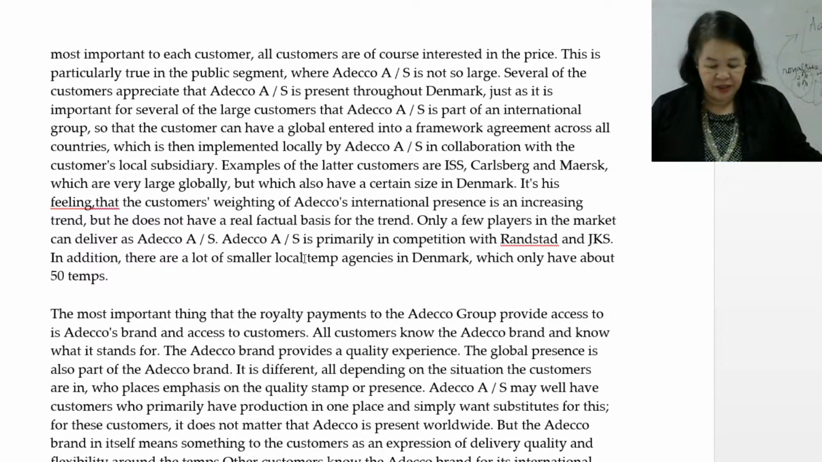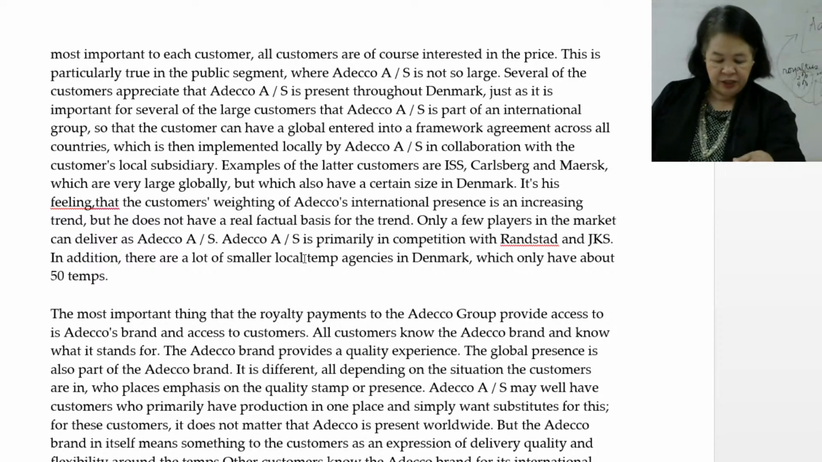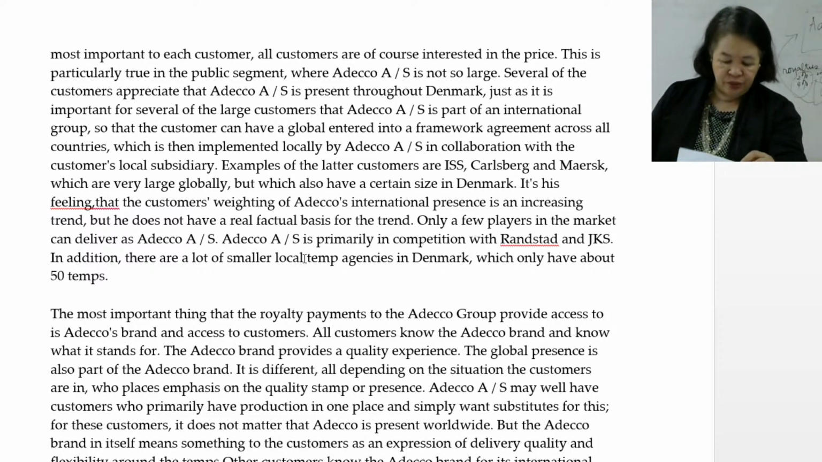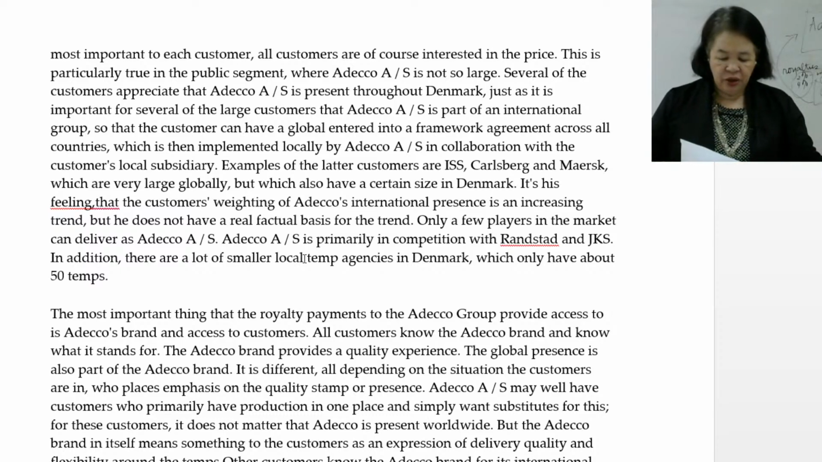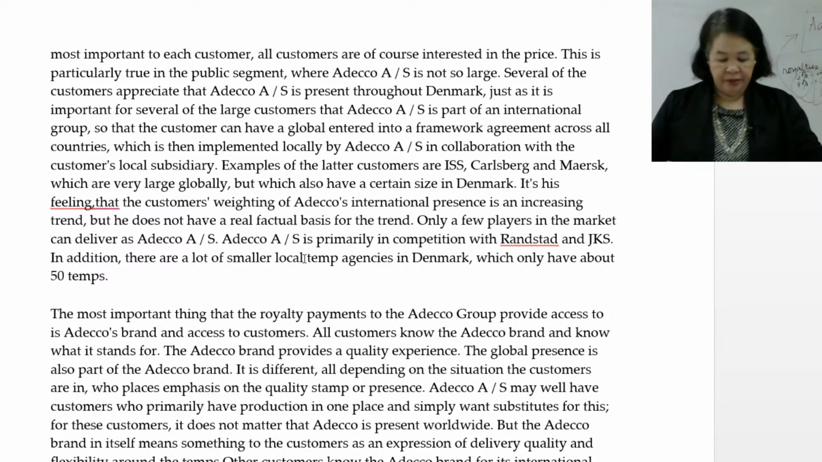Only a few players in the market can deliver as Adecco AS. Adecco AS is primarily in competition with Randstad and JKS. In addition, there are a lot of smaller local temp agencies in Denmark which only have about 50 temps.